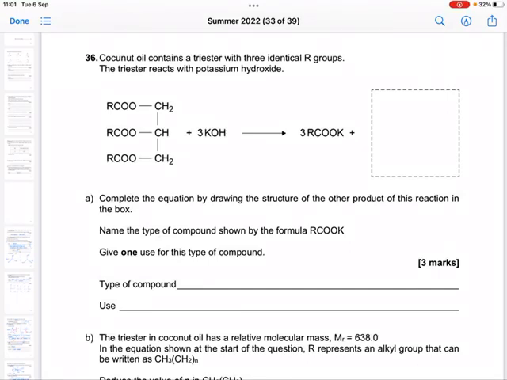So coconut oil contains a triester with 3 identical R groups. The triester reacts with potassium hydroxide, according to that reaction there. Complete the equation by drawing the structure of the other product in this reaction in the box.